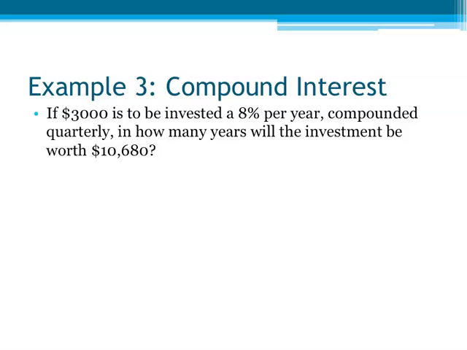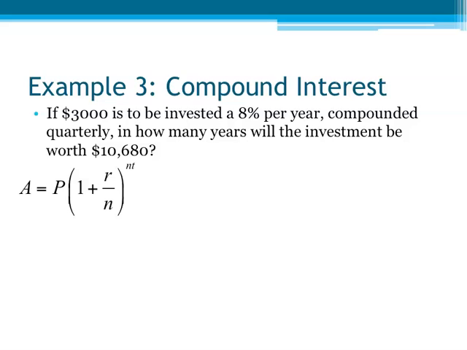If $3,000 is to be invested at 8% per year, compounded quarterly, in how many years will the investment be worth $10,680? This is an interest type problem. Because it's compounded quarterly, we know that we want to use the compound interest formula. We know we're not using continuous compounding because it says that it's compounded quarterly, not continuously. So here's the formula that we had learned.